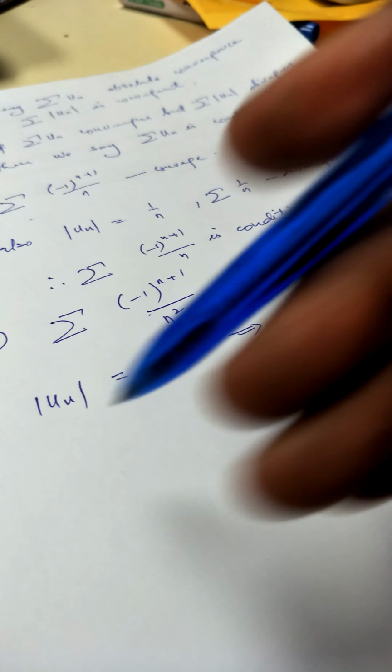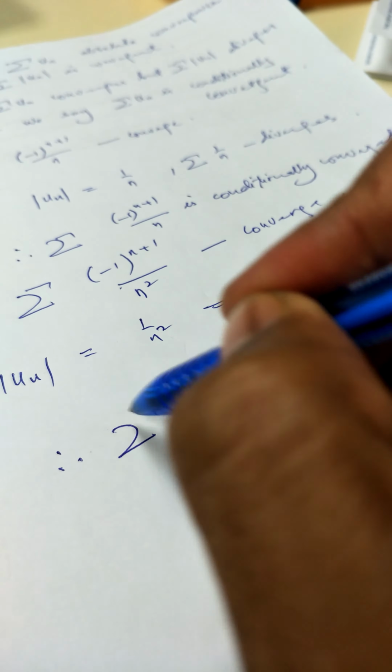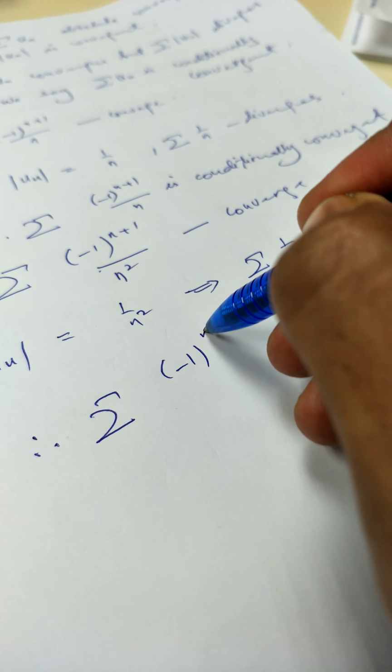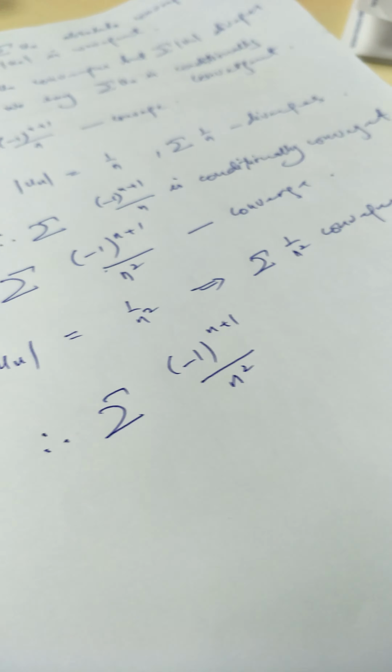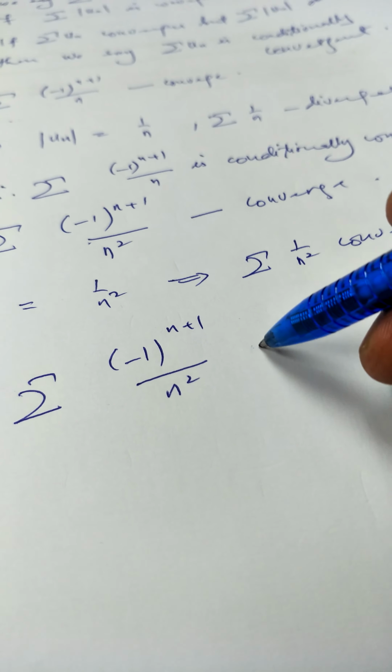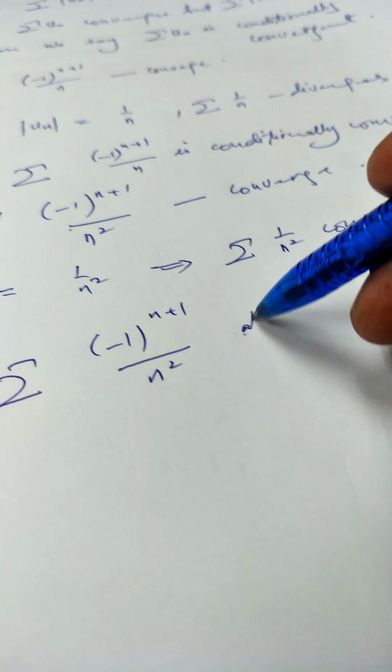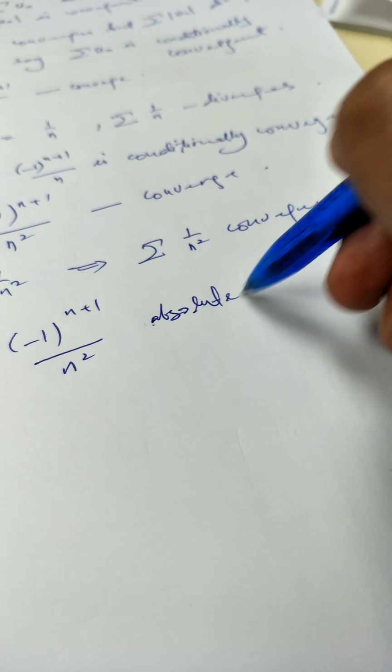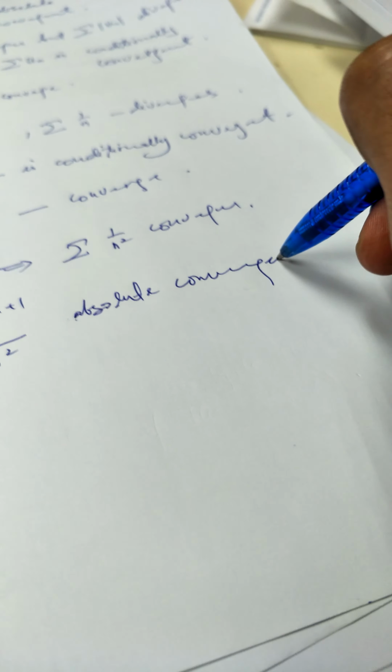So therefore we come up with the conclusion that the series (n plus 1) over n squared is an absolutely convergent series. Absolute convergence.